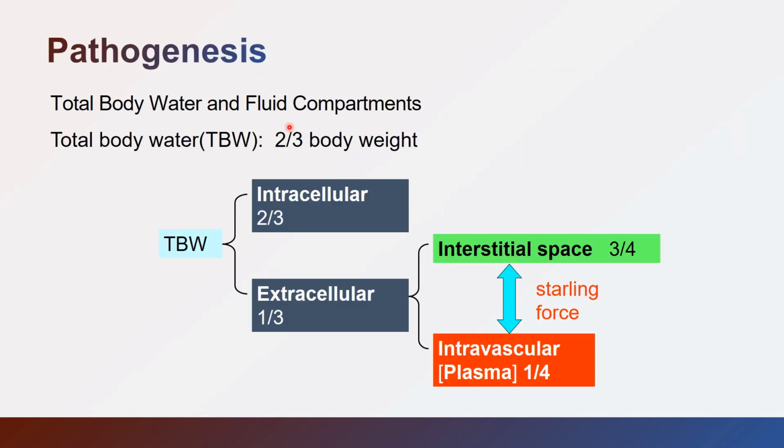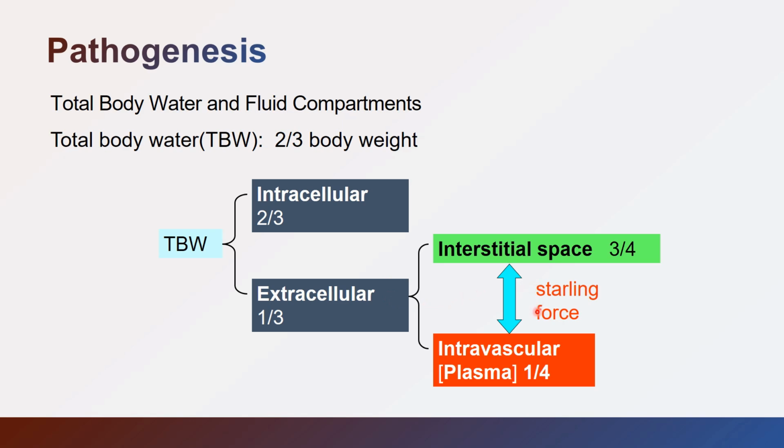Before going to the approach to an Anasarca or edema, you have to understand the total body water and the fluid compartments of the body. 2/3 of the body weight is comprised of total body water, and this total body water is divided into intracellular compartment, which is 2/3, and extracellular compartment, which is 1/3. And extracellular compartment is again divided into intravascular space comprising of plasma, that is 1/4 space of this compartment, and the interstitial space, that is occupying the 3/4 space of the extracellular compartment.